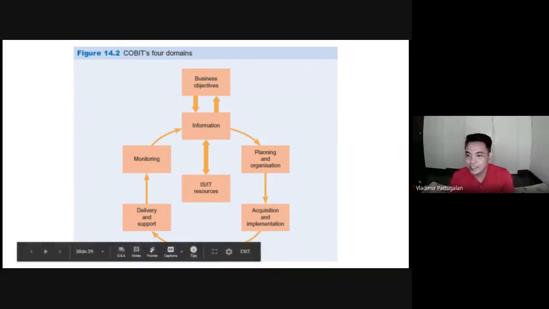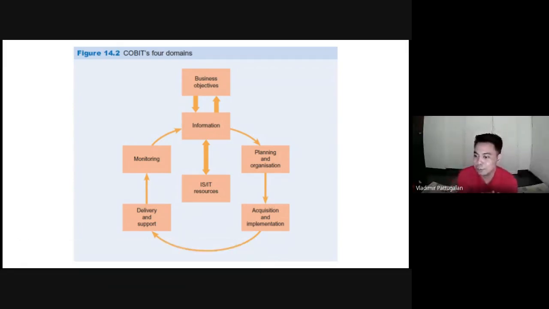Okay, so that's it. So that's the fourth learning objective, to be able to identify how to manage these systems.